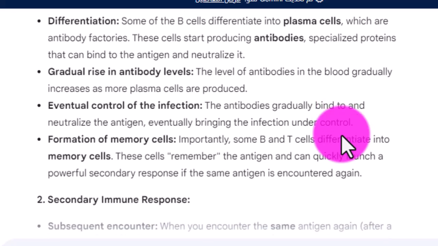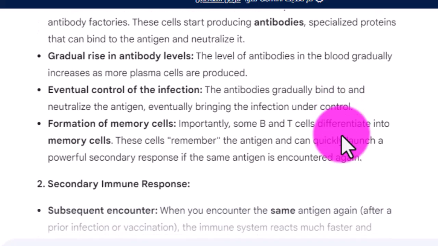Formation of memory cells: importantly, some B and T cells differentiate into memory cells. These cells remember the antigen and can quickly launch a powerful secondary response if the same antigen is encountered again.